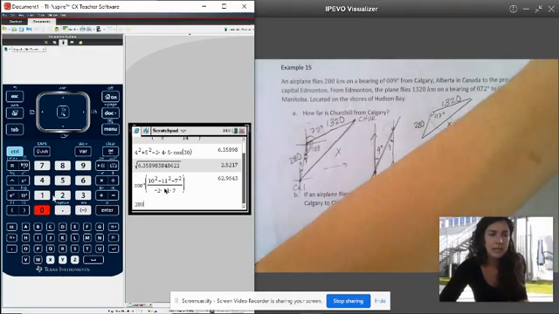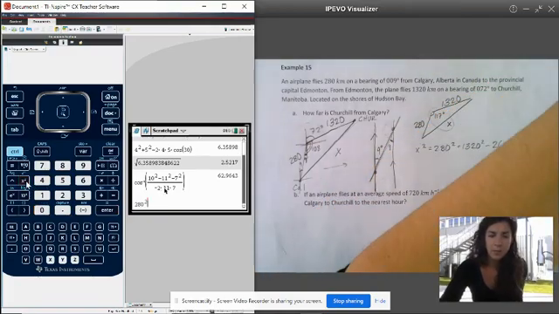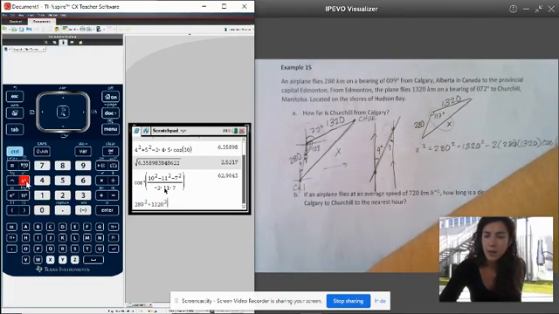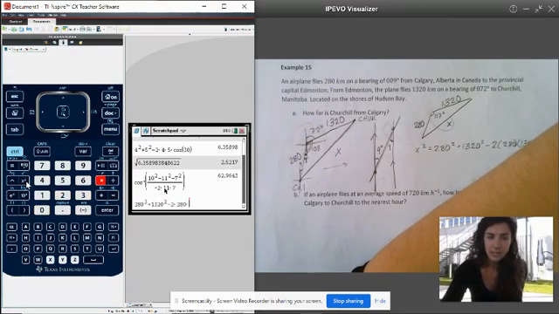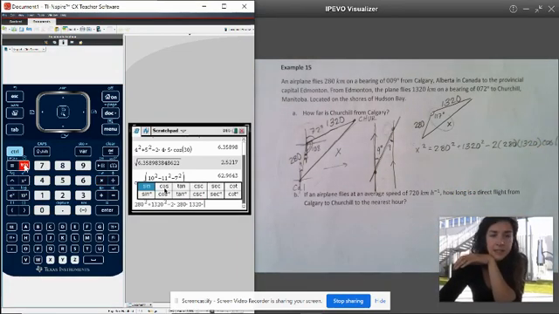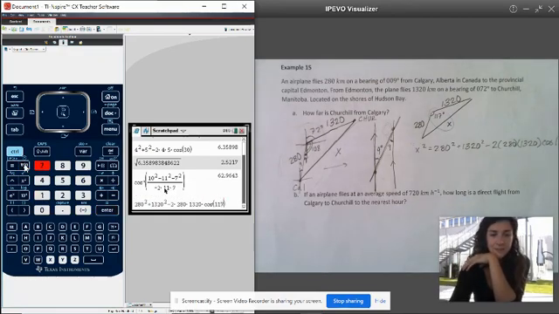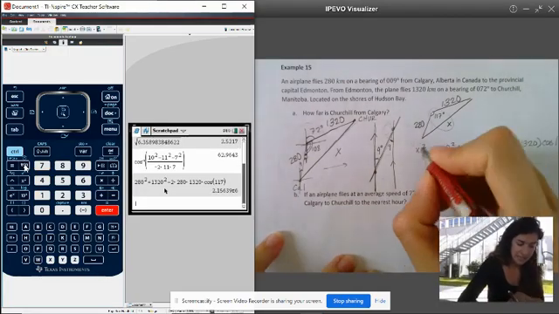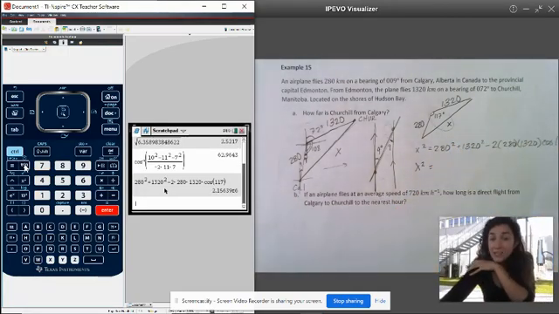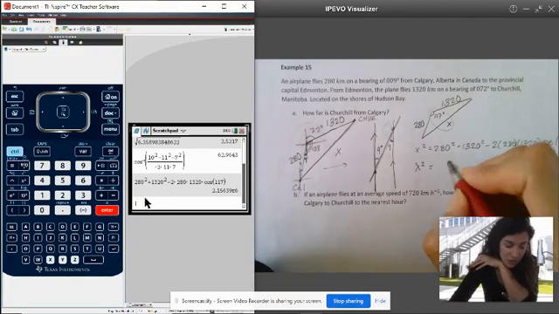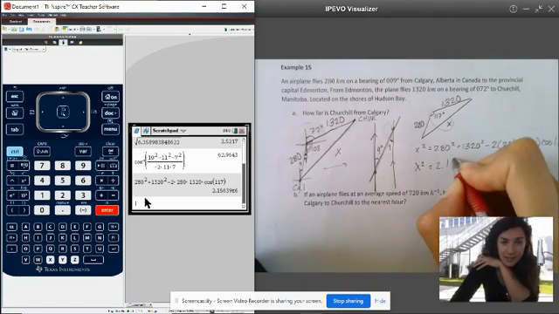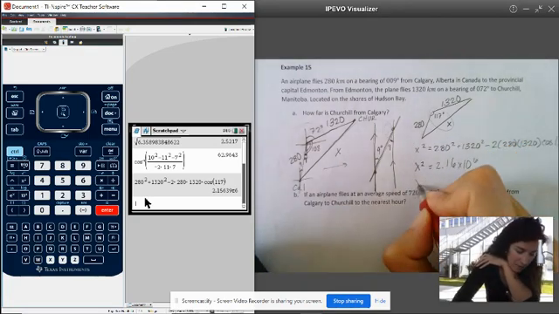So I'm going to do 280 squared plus 1,320 squared minus 2 times 280 times 1,320 times cosine of 117. So we get that x squared is equal to, and that's a really big number. It's in scientific notation. Notice it has this e here, which means it's in scientific notation. So I could even write it in scientific notation, 2.16 times 10 to the 6th power.